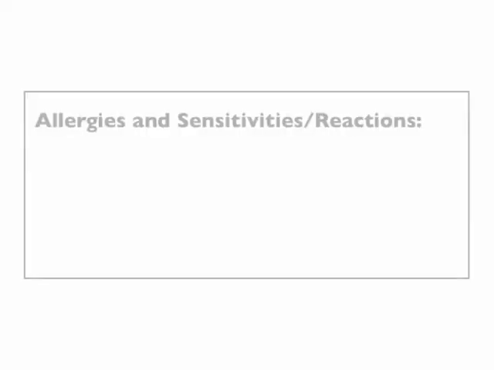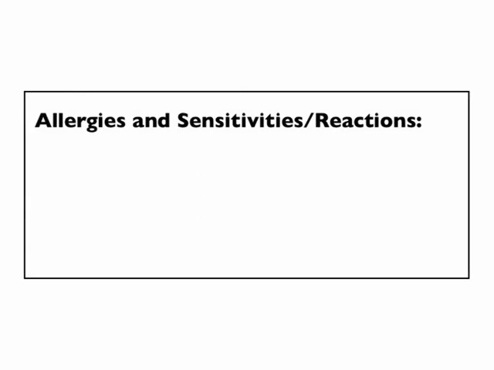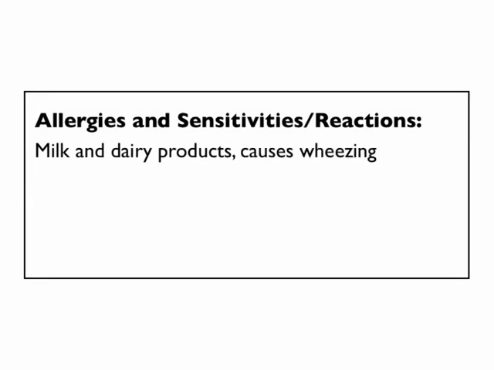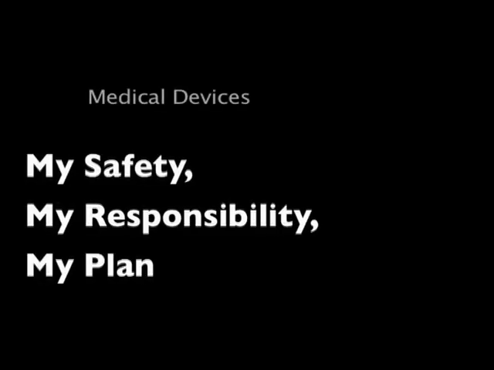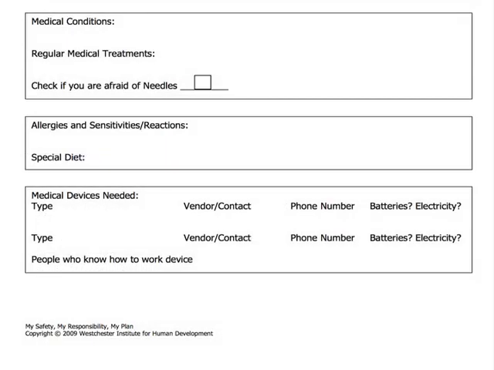Do you have any allergies or sensitivities? If so, name the type of allergy and what happens to you if you have an allergic reaction. Include any special diet you may need. Look at this example. Now fill in your information. Now fill in your information on Form A.